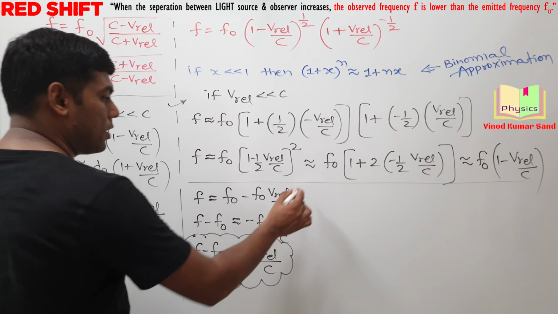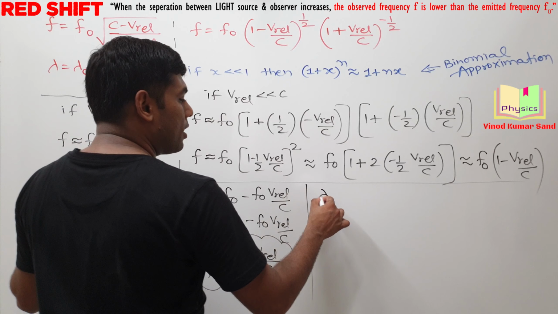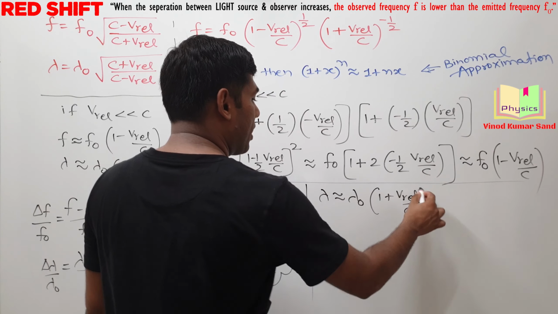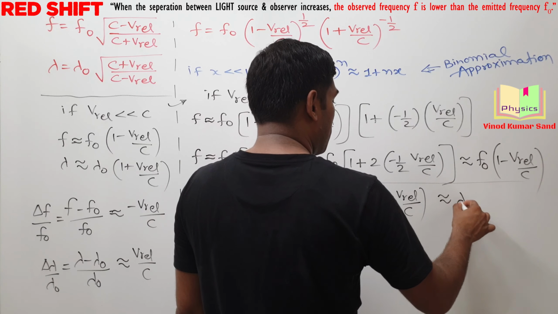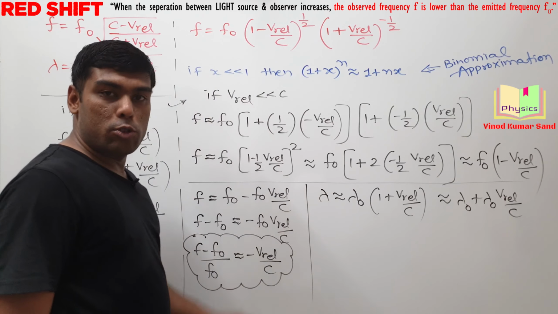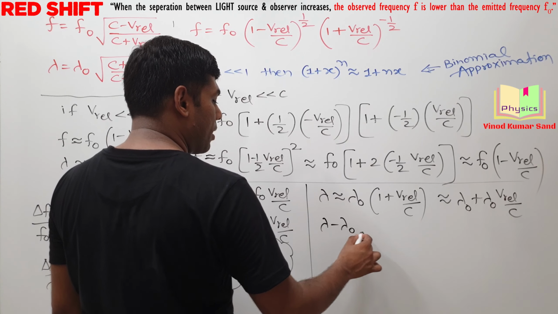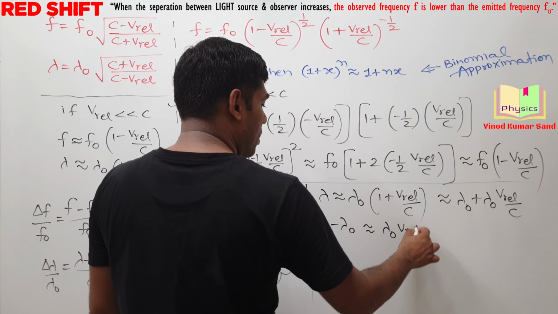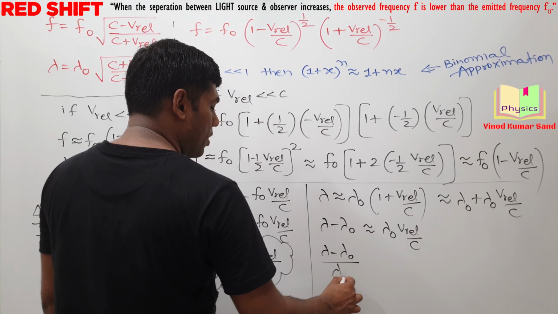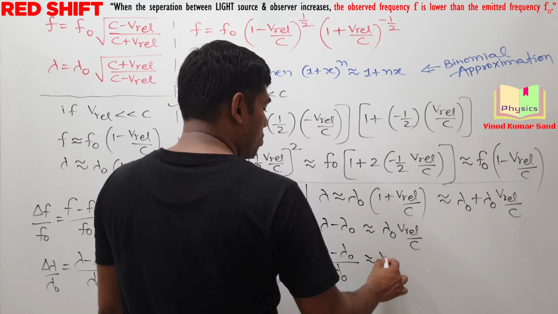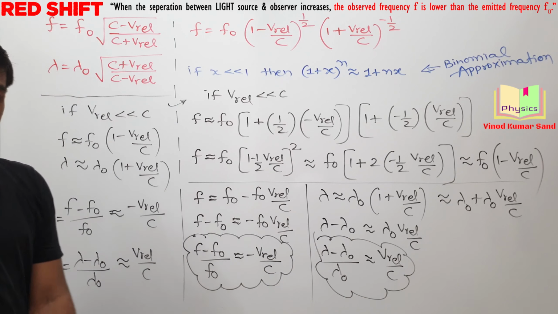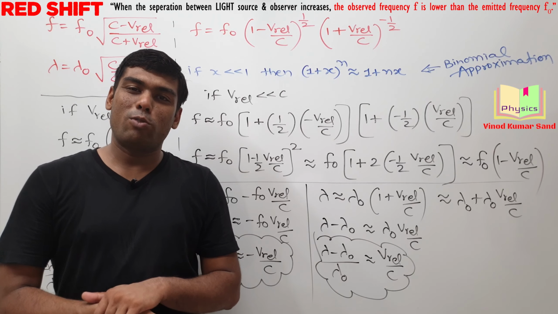Now we can go for this expression also. Here lambda is almost equal to lambda naught times 1 plus V relative by C, which in turn can be written as lambda naught plus lambda naught V relative by C. Shifting this lambda naught to the LHS, lambda minus lambda naught is almost equal to lambda naught V relative by C. Dividing by lambda naught, this is almost equal to V relative by C. Another important expression.